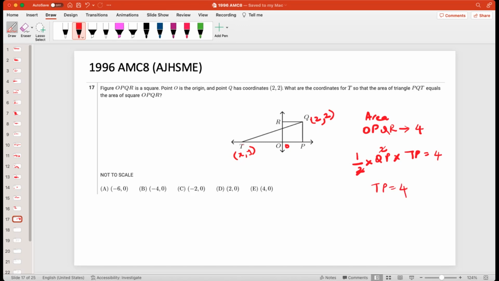Now if this whole thing is 4, we know that OP is 2, right? So TO will also be 2. If TO is 2, then what will be the coordinates of T? O is 0. It will be X is 0 and Y is minus 2, correct? No, sorry. X will be minus 2 and Y will be 0. That's what the coordinates will be. So minus 2 comma 0. That's your answer, option C.